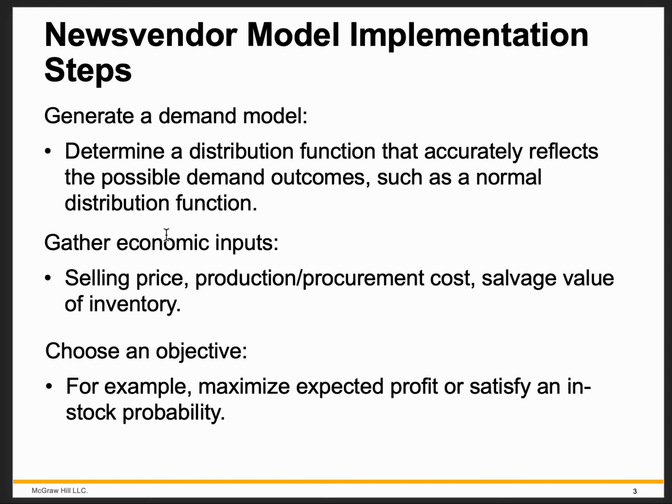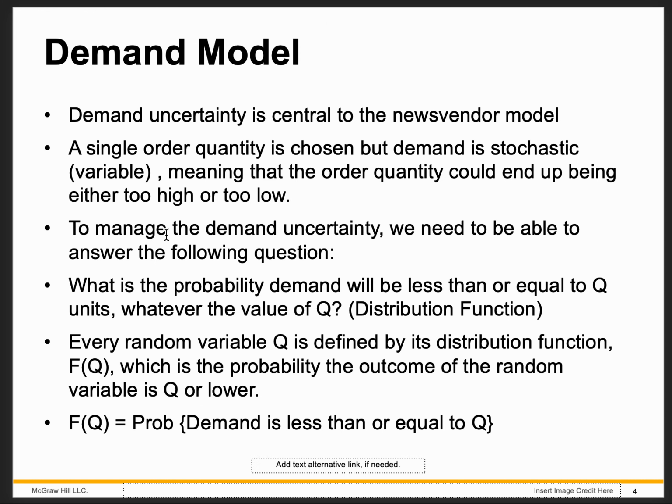All right. So moving forward, let's talk about this demand model. Demand uncertainty is at the center of the newsvendor model. If demand is not uncertain, if you knew exactly how many units you're going to sell over the season, there's no decision to be made. That's exactly how many units you'll order, right? Now, a single order quantity is chosen, but demand being stochastic, the order quantity could be either too high or too low. And to manage this uncertainty, we have to answer the question, what is the probability that demand will be less than Q, whatever the value of Q?